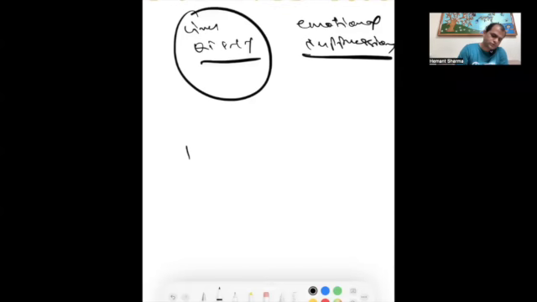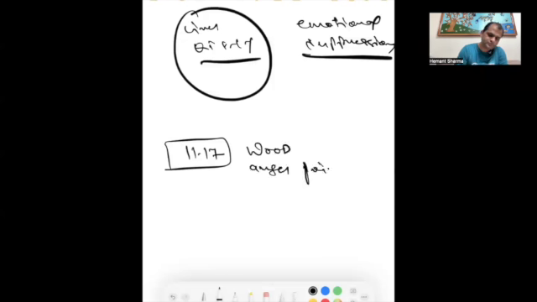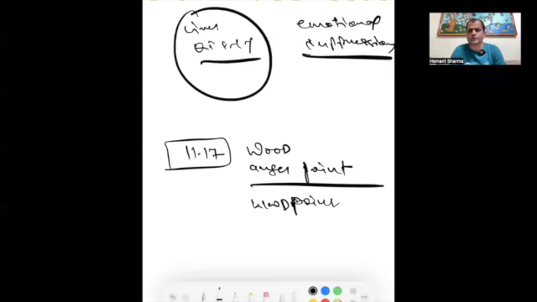As per Master Tung, 11.17 is a wonderful point. It is called the Wood Anger point, or we also call it the Wood point. This is the great point which releases liver chi stagnation. Let's see the location of this point.